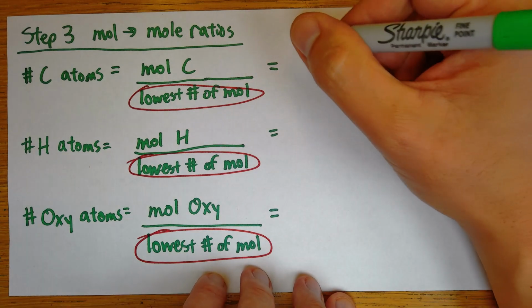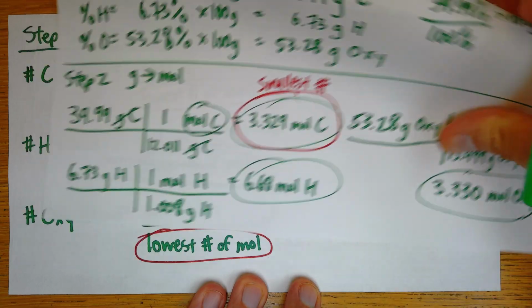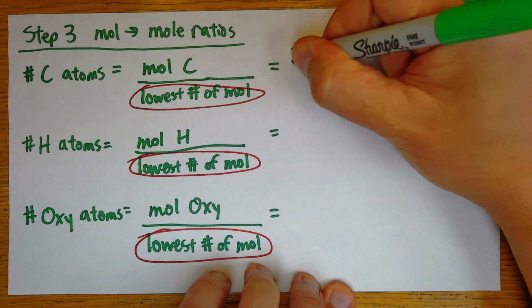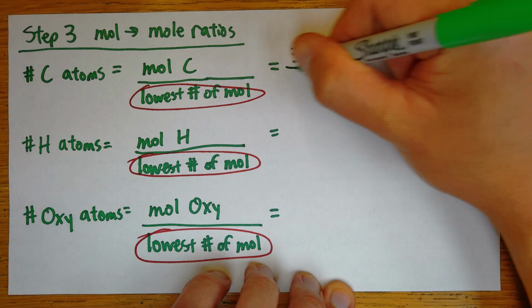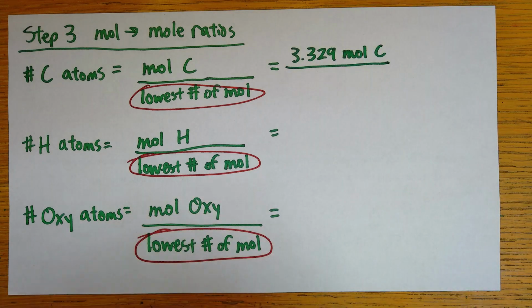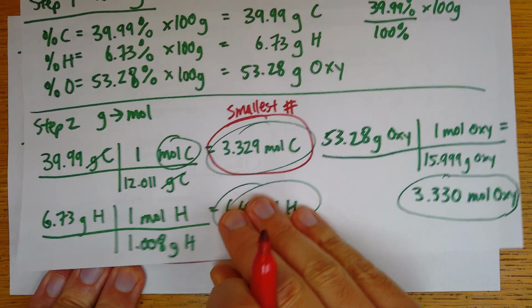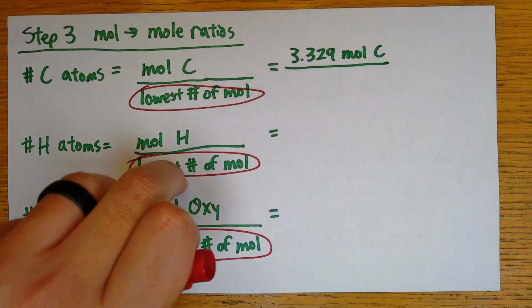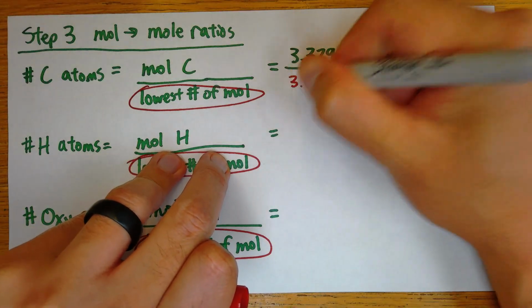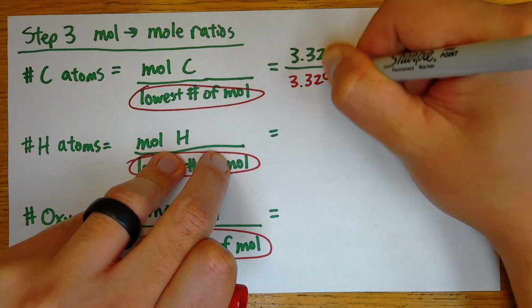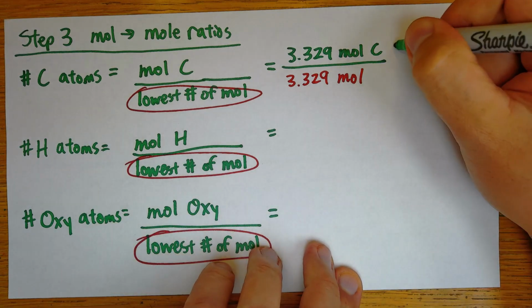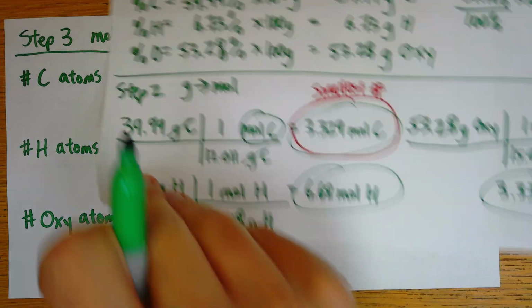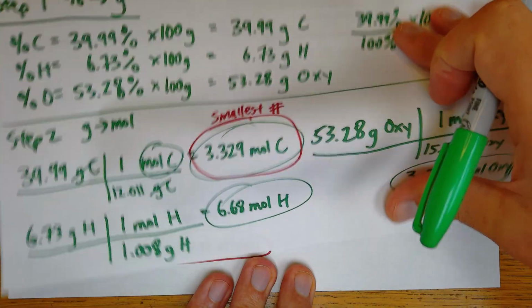All right, so let's plug in the numbers. The moles of carbon is 3.329. And since carbon provided us the lowest number, we'll just write it again. I'll just use red to emphasize we're using that same one every time. All right, so that's setting up my first calculation. Our moles of hydrogen, 6.68.